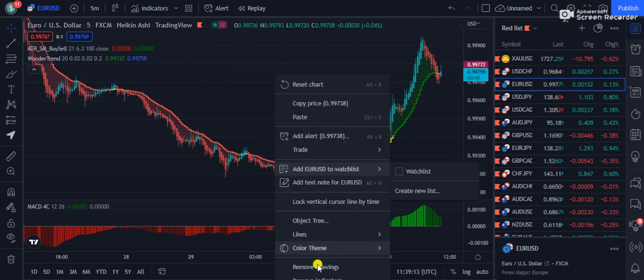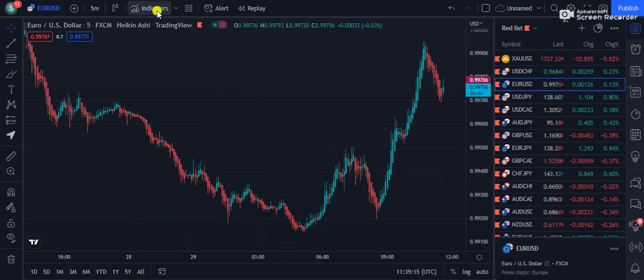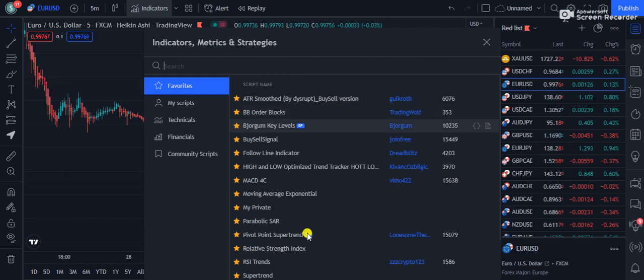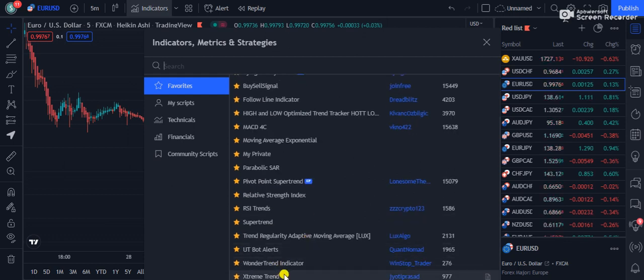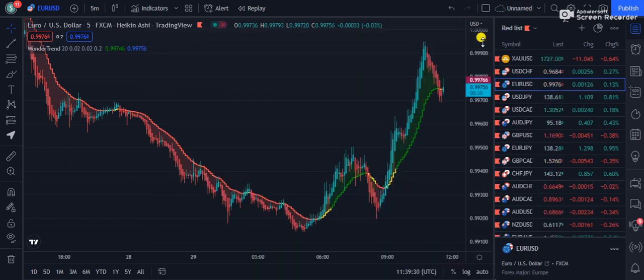So I am going to delete the indicators from my chart so that we can attach a fresh chart. The first indicator that we will be using is the Wondertrend indicator by Winstop Trader, and you can see only 276 traders are using it. It means that most of the traders have no idea about this indicator, right?